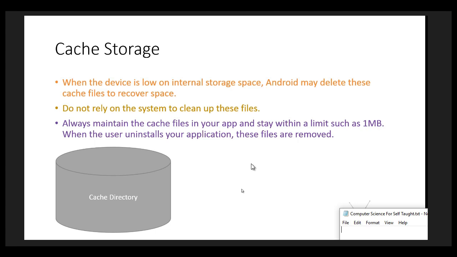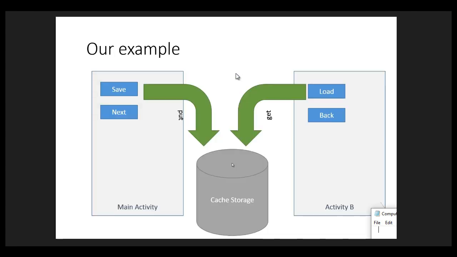In a couple of minutes we will be working out a nice example of how to read and write data from the cache file. So this is our example. In the first activity we have a save button and a next button. When I click on the save button, it's going to get the data from those edit text boxes and store it inside the cache storage. When I click on the next button, it takes me to another activity, which is activity B. There, when I click on the load button, it retrieves the data from the cache storage and loads it into the respective text fields. And when I click on the back button, it takes me back to the main activity. So let's work out this example and see how to retrieve and store data in the cache storage.